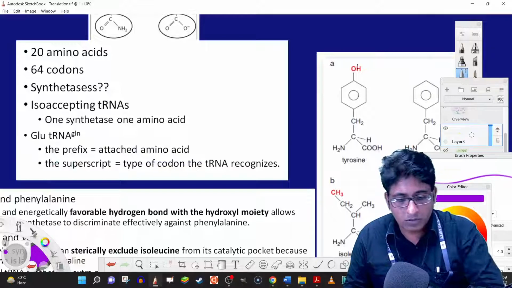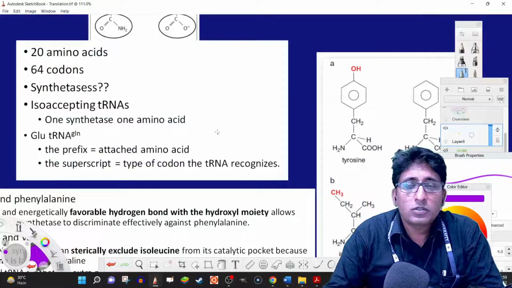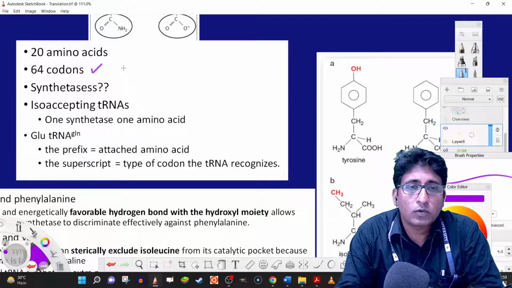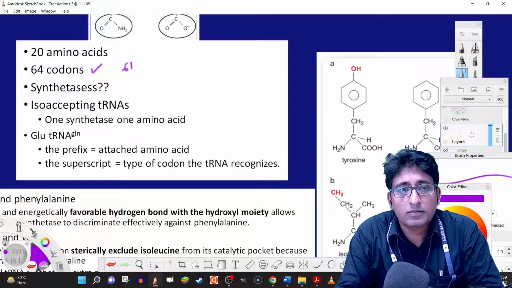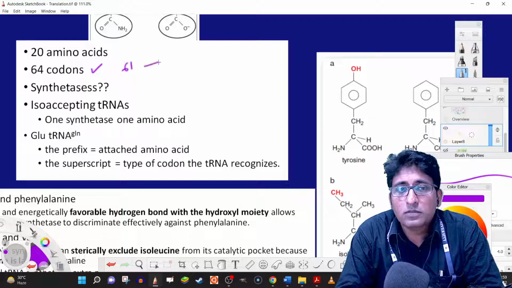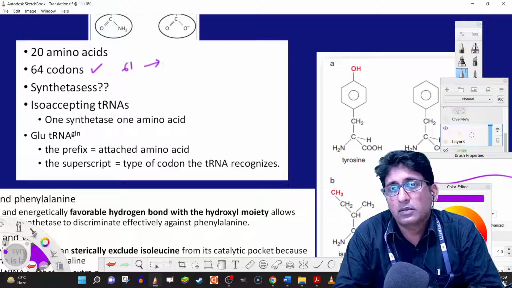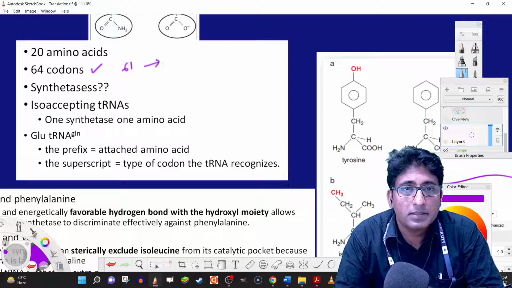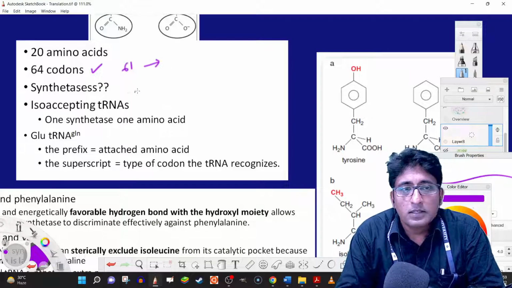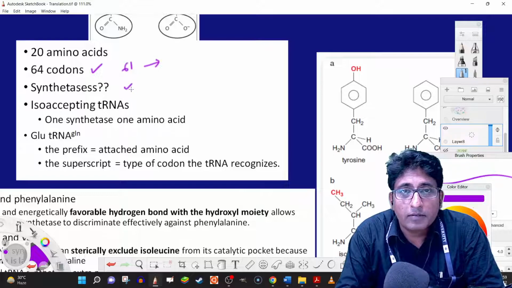There are about 20 different amino acids, and there are 64 codons. Out of the 64 codons, 3 are stop codons, so we have 61 different sense codons. And of course, there are multiple codons which code for the same amino acid, owing to the degeneracy concept. So how many synthetases would we have?